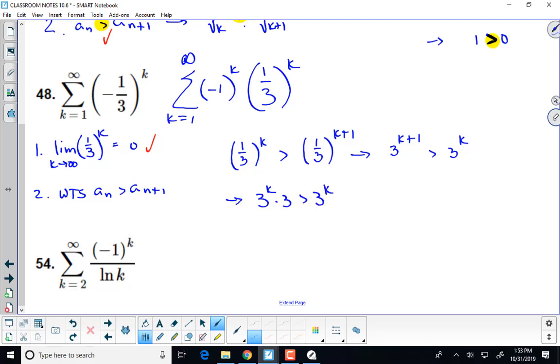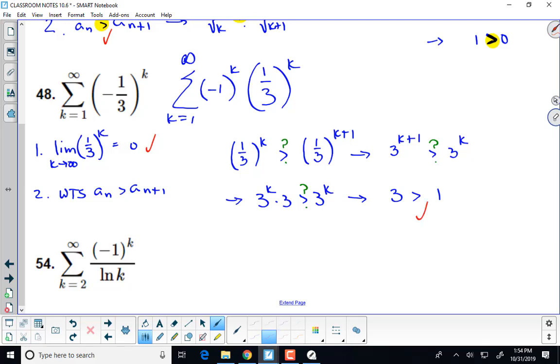There's an easier way. If we use the laws of exponents, then we can divide everything by 3 to the k. And we get this, and let's put our little question mark there. Is that true? That is true. Just get what, 3? Oh, 3 is greater than 1. That's true.